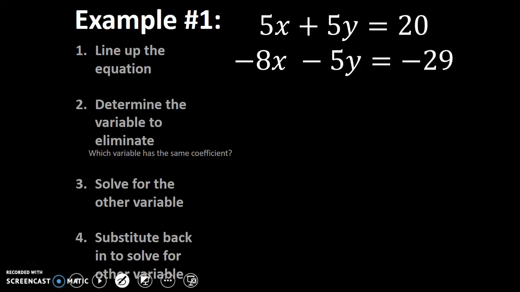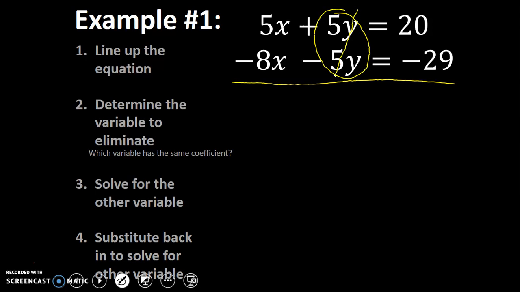So example number 1, line up the equations like we already have here, x's above x's, y's above y's, and numbers above numbers. Determine the variable to eliminate. So we want to see which one has the same coefficient, except one is positive and one is negative. In this case, we have 5y and negative 5y. The goal of this is, remember, when we add two things that are opposite, 5y plus negative 5y gives me 0, so I'm just going to go ahead and cross those out.